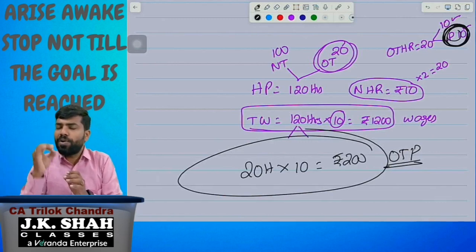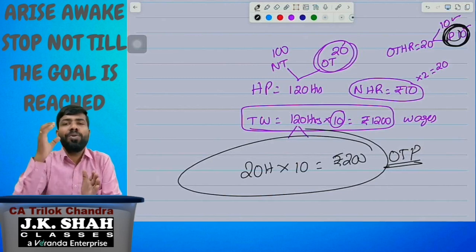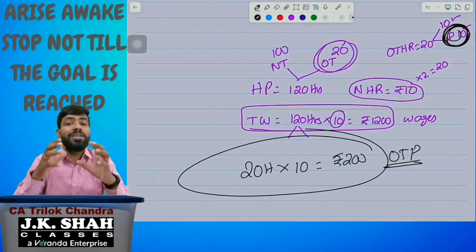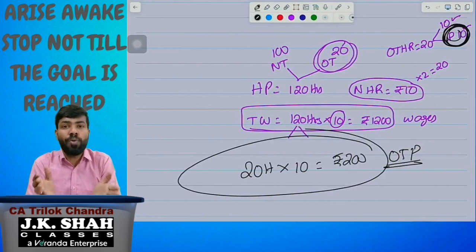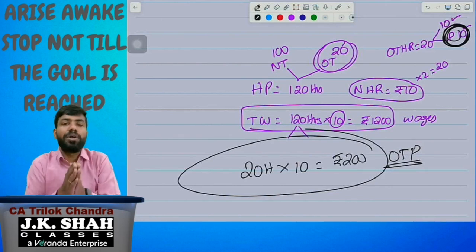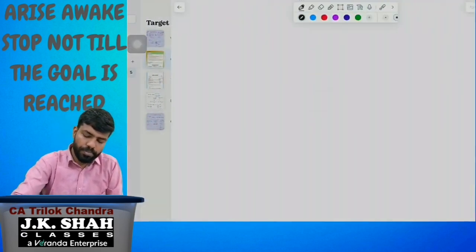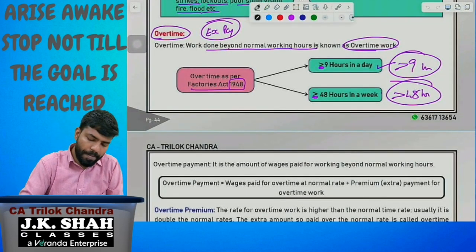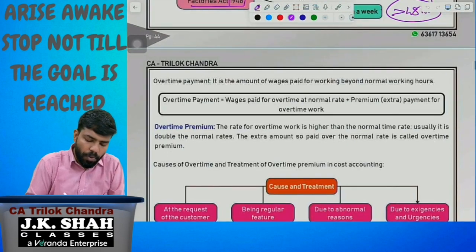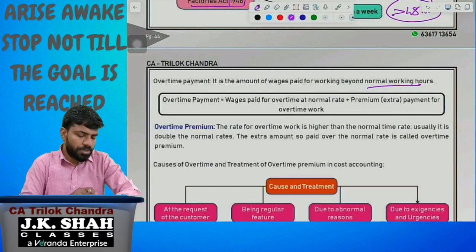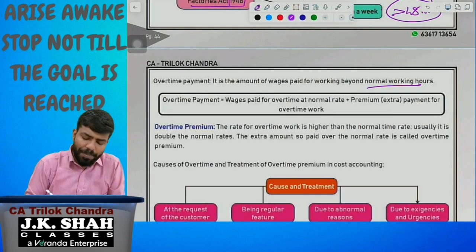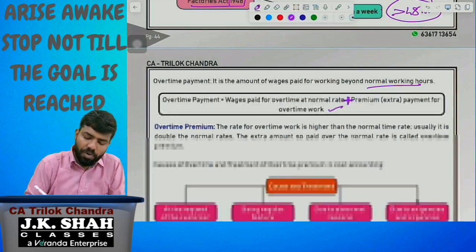The accounting of overtime premium depends upon the reason why there is overtime. Why are the employees working overtime? Due to what reason are they working overtime? That is important. Let us see that. Look here. Overtime payment is the amount of wages paid for working beyond normal working hours. Wages paid for overtime at normal rate plus premium, the extra payment for the overtime work.